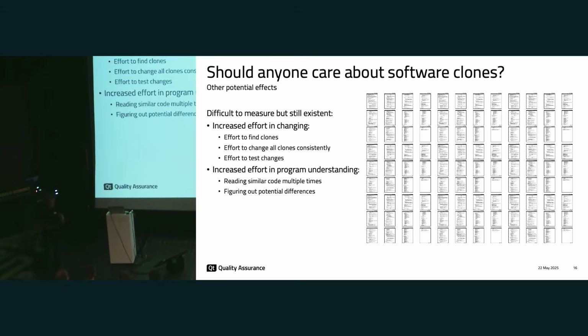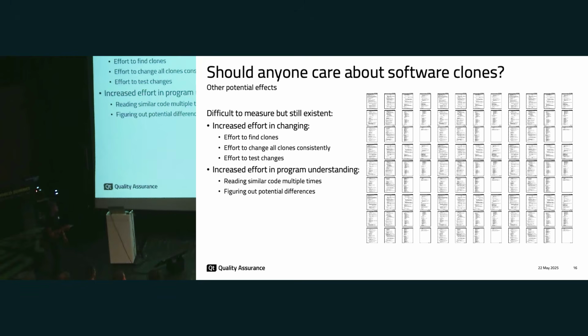And even if you do not change the code, even if you only read the code, you have to read the same code more or less multiple times. And if it's not exactly the same and you don't know in advance, you have to make a difference somehow. And there might be subtle differences and so forth. So you can make an argument that there are also other kinds of harms being caused by software clones.